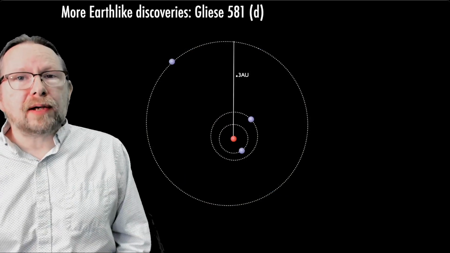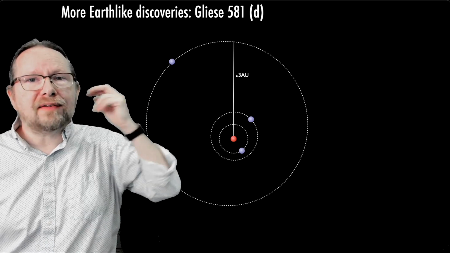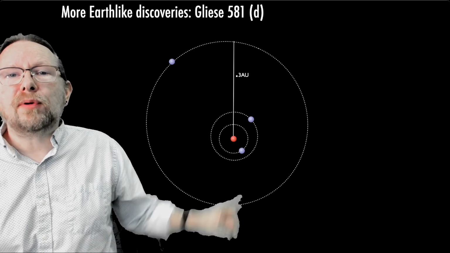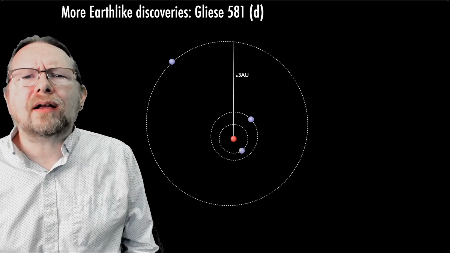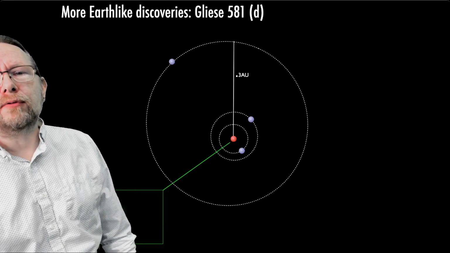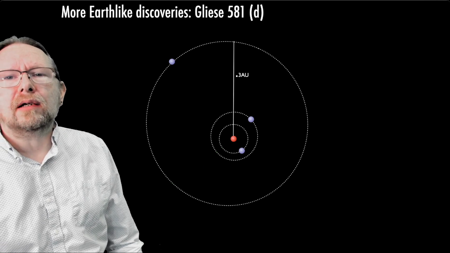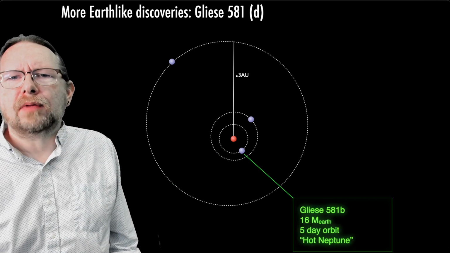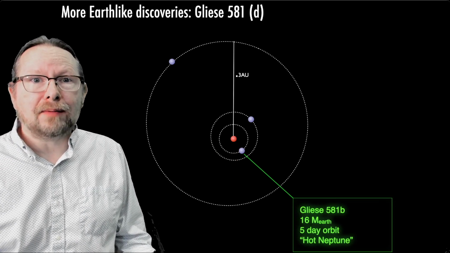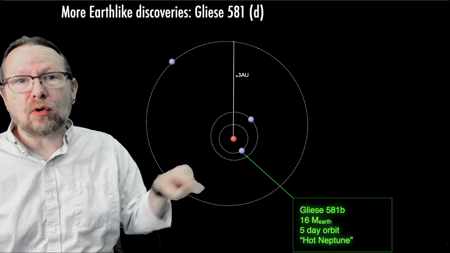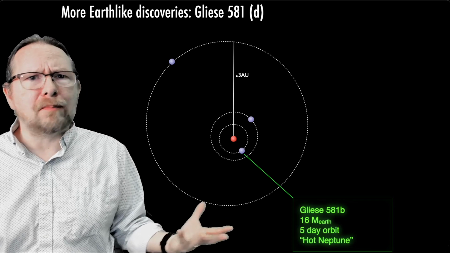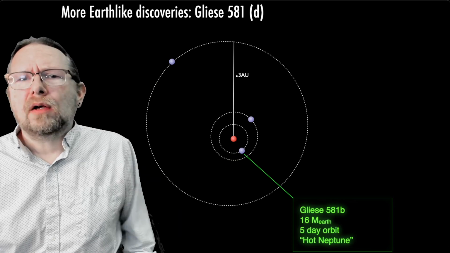Some of the more Earth-like planets discovered using this method are in the Gliese 581 system. We've actually discovered 3 planets in the Gliese 581 system, located within about a third of an AU from their star. So the planets are very different from one another. Gliese 581b has a mass of about 16 times the Earth's mass, and it orbits in a 5-day orbit around Gliese 581. By the way, Gliese 581 is a red dwarf, an M-type star.